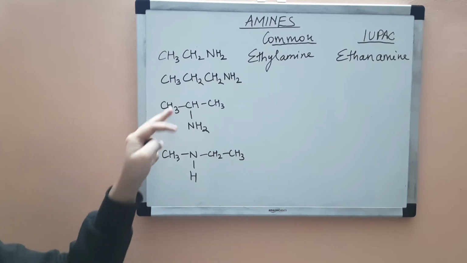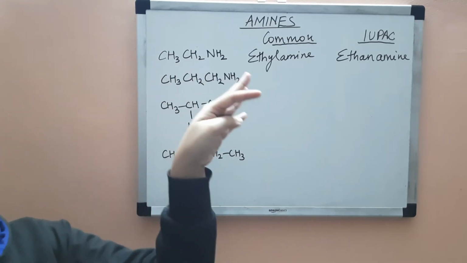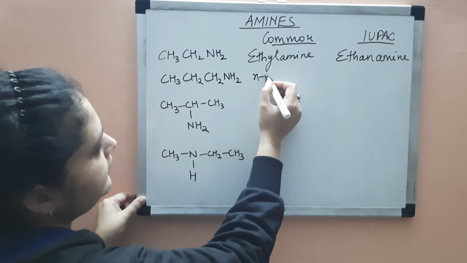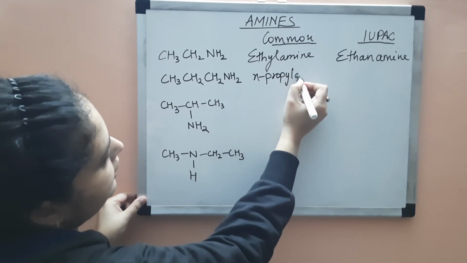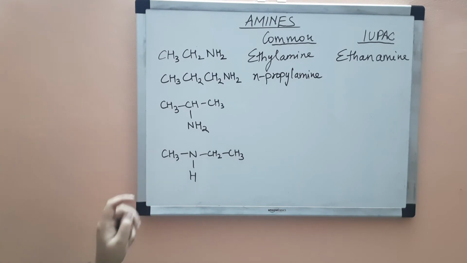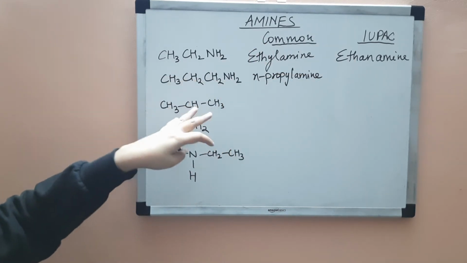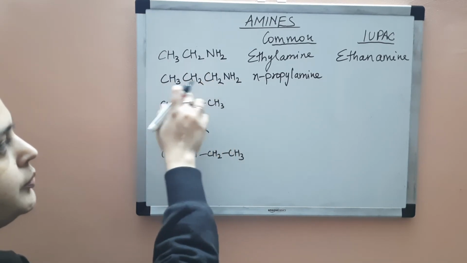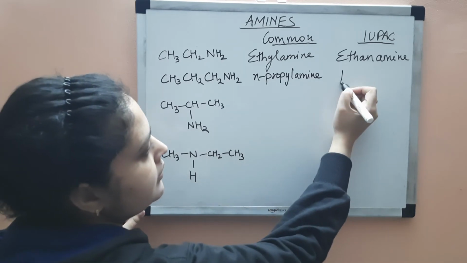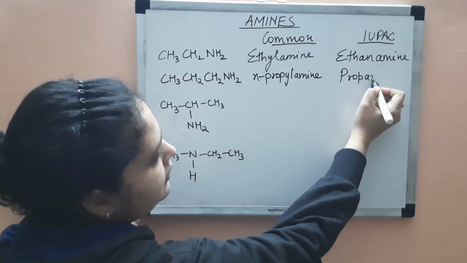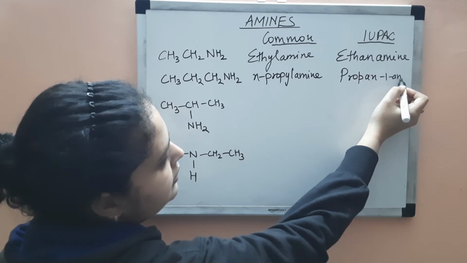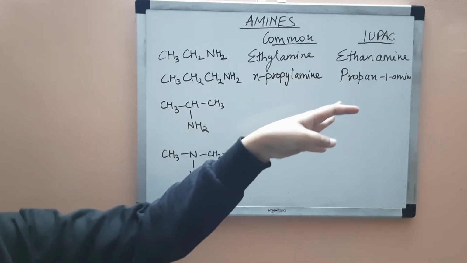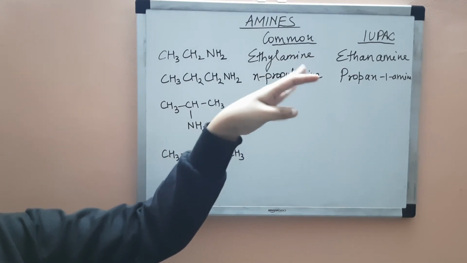The next one: this is a propyl group, and in common nomenclature we name it N-propyl amine. And in the IUPAC nomenclature, this will be propane-1-amine. Why? Because at the first carbon atom of the propane there is an amine group. So it will be propane-1-amine, and it can also be written as propane amine. It will be understood that the amine group is at the first position.